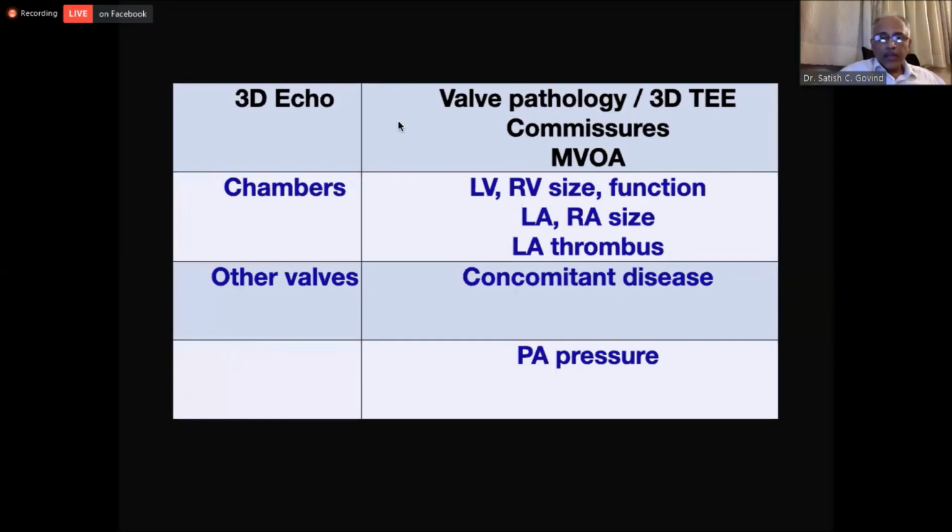So again, in terms of looking at stenosis, you look at the 3D, where it can give you information about the commissures, where the 2D can be a bit of a problem. For complex asymmetry of the orifices, 3D can be helpful. That is where the real value is. And then you have the chambers in terms of assessment, especially to look at the LA thrombus, where the TEE would be very useful. And again, just like the leaky valve, the impact on the other valves should be considered, and the PA pressure, as always, is very important.